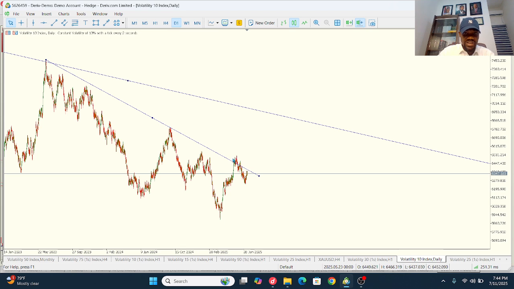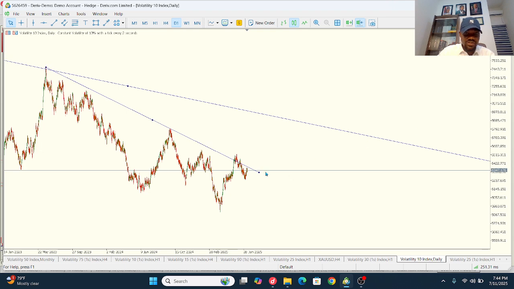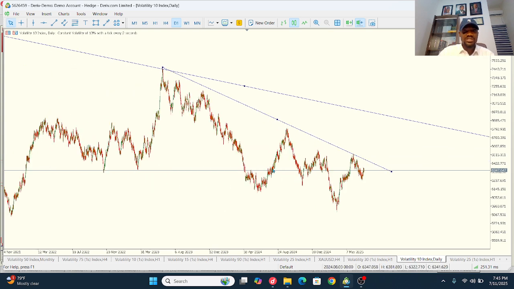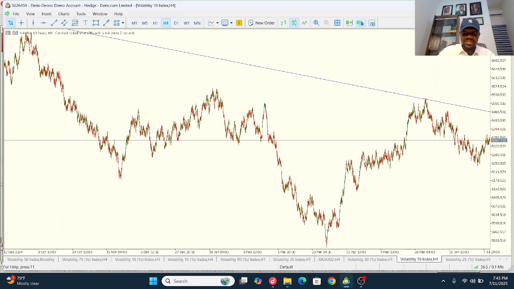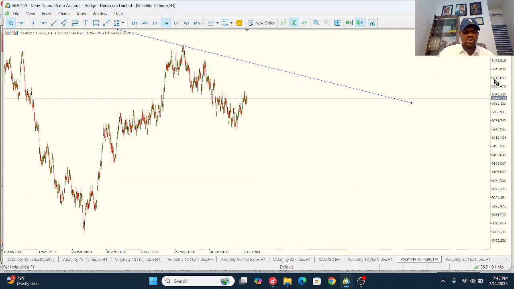But now we have invalidation here. I'm going to do a video explaining what invalidation is. So we are going to move the trend line back up to this point. So this is the daily time frame. Nothing much to do. Let's go to 4 hours. See how I'm following it systematically. We are not skipping any points.